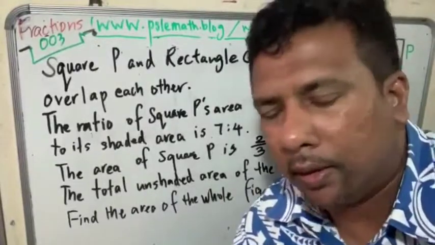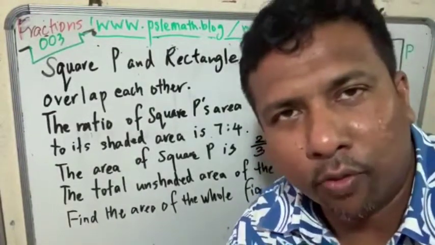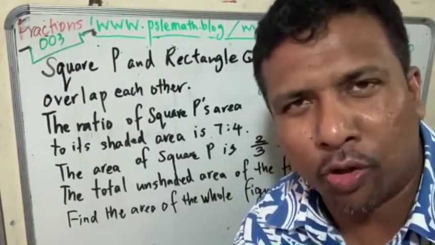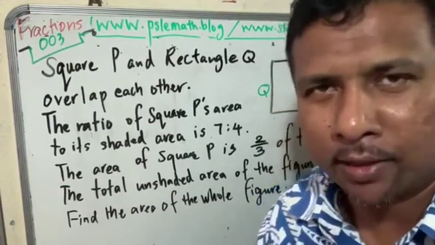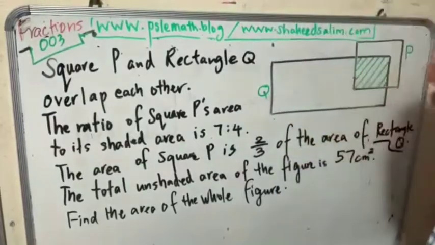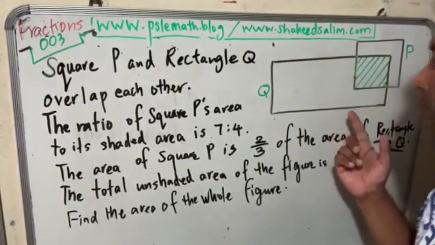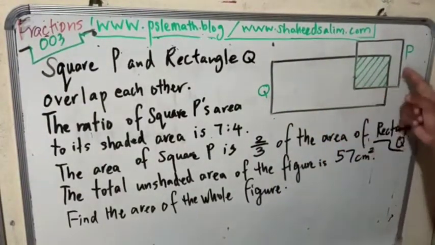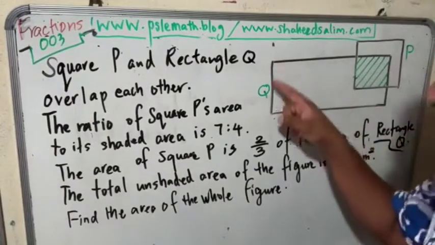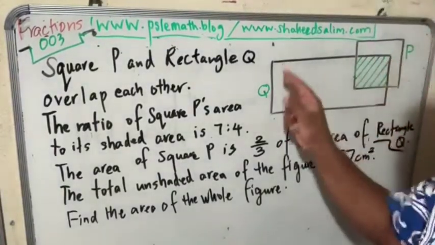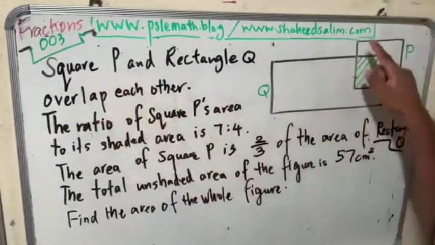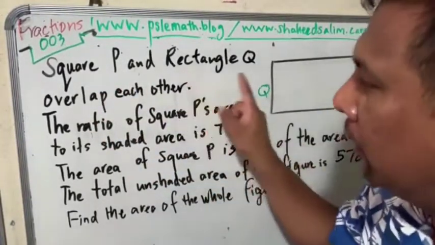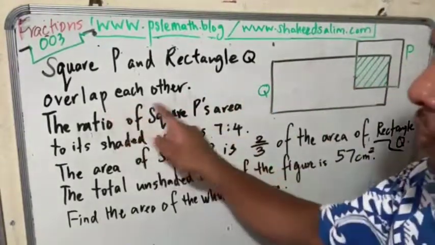Alright, we come to the third question for fractions, which is actually a mixture of fractions and ratio. Let's read the question. First of all, you have a diagram here. There's a square, and this is the rectangle, and they overlap, and this is the part where they overlap. Square P and rectangle Q overlap each other.